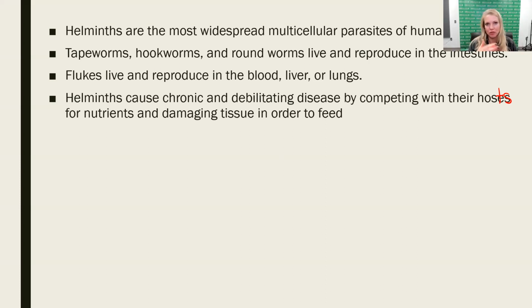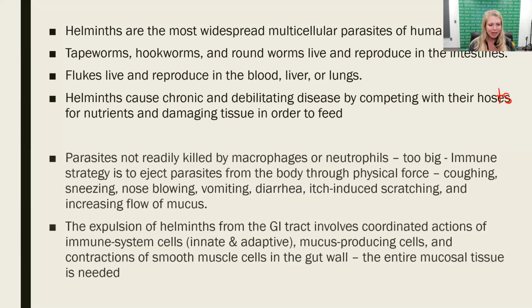So depending on what type of fluke or not fluke, but depending on what type of worm you're looking at, there's different pathologies that go along with that. Now, parasites, because they're so large, they're not easily killed by macrophages or neutrophils. Those single cells, although macrophages are pretty large themselves, can't ingest an entire helminth. And so the strategy that the immune system uses then is rather than ingesting them, they will just dump granules onto the surface of the parasite or onto the surface of the worm, or utilizing the body's force to eject the parasites from the body.